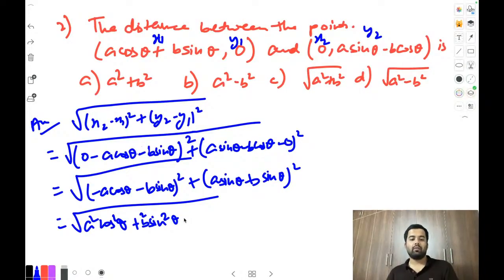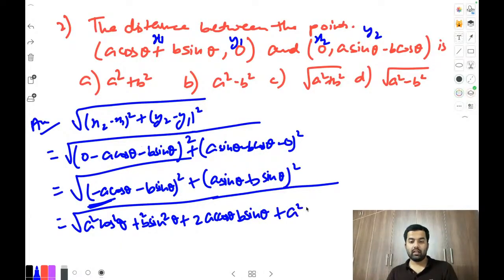Now next will be what? Minus 2a, right? But here if you see, a value is negative, so it becomes plus 2ab, right? So 2 into a cos theta into b sin theta. That is the first thing. Now next, again a square sin square theta. Next one will be plus b square, here is cos, right? b square cos square theta and minus a sin theta b cos theta.